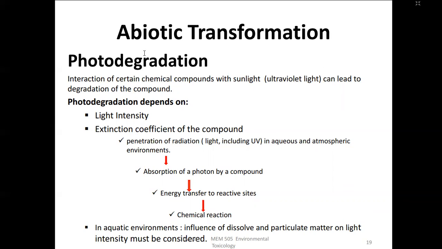Like I was talking about 2, 3 pieces of cloth. One is inside, the other one is buried, then the other one is exposed to the sun. How fast these degrade depends on the light intensity.